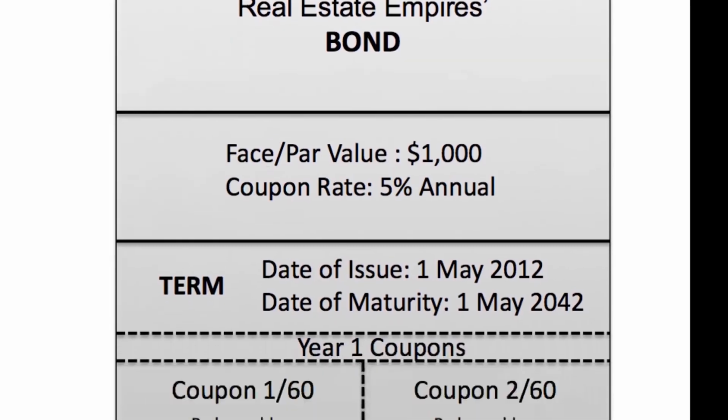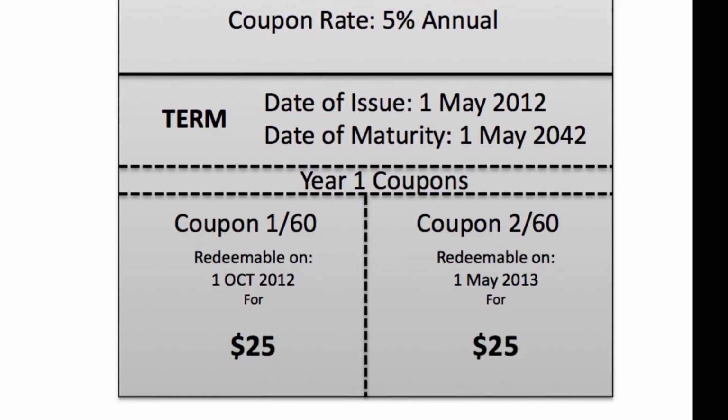When you look down at the bottom here, I have 2 coupons. Back in the olden days, whenever you'd buy a bond, you'd actually get a whole booklet of these coupons. As you can see, there's a dotted line. For his first coupon, if he had bought this back in the olden days, not right now because everything's electronic now, he would have cut out his first coupon and mailed it to the Real Estate Empire company, and he would have received a $25 check back, as long as he mailed it in after 1 October 2012, which is 6 months after the initial date of issue.